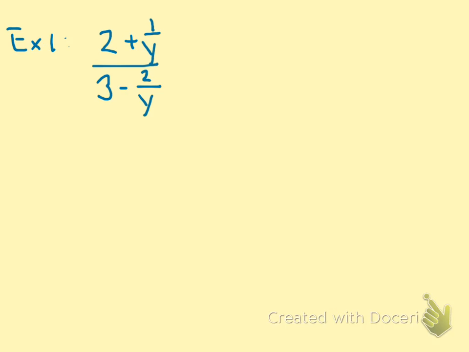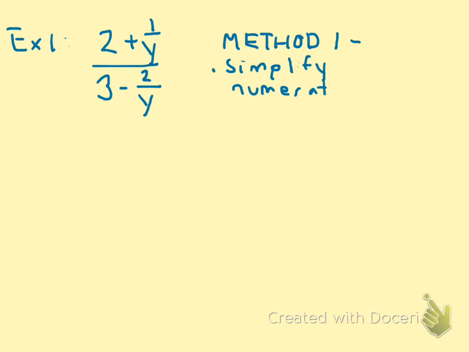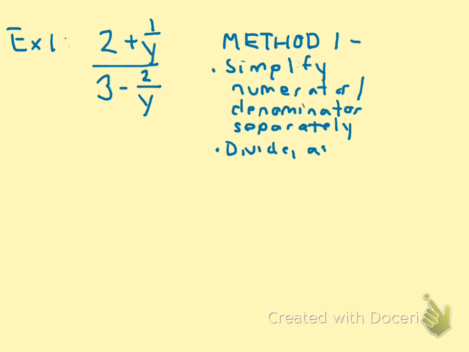I'm going to show you 2 techniques, 2 methods for doing this. In method 1, you treat the numerator and the denominator separately. You're going to use the techniques that you learned in the last section about adding rational expressions, and then we will divide as we did in previous sections as well. Okay, so we're going to use method 1 here.